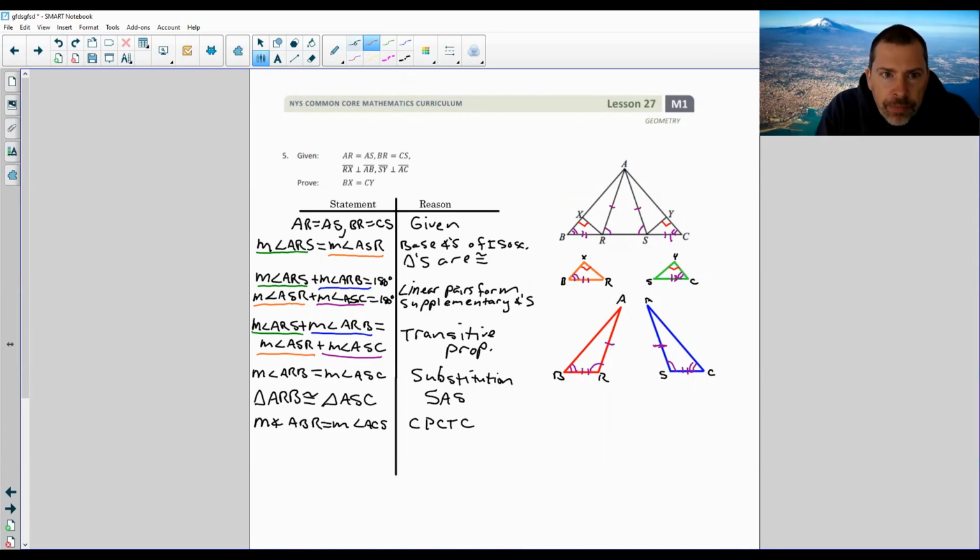So I'm going to say the given: RX is perpendicular to AB and SY is perpendicular to AC, and that was a given. With that being said, I can now say the measure of angle BXR equals 90 degrees, and also the measure of angle CYS equals 90 degrees. The reason is the definition of perpendicular segments: they form right angles.